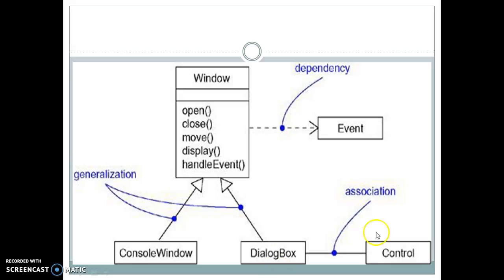Dialog box and control. Here, control is an instance which occurs based on the appearance of the dialog box type. Here it is an association type with a thick straight line.